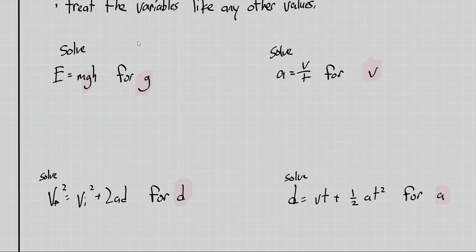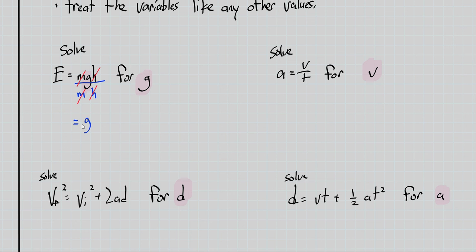So let's do that. Is my variable alone? No. Why not? It's being multiplied by m and h. How do I get rid of m and h? Well, I divide by m and I divide by h. Why do I do that? So that I can cancel h by h and m by m. That's beautiful, right? Now I've got g all by itself on one side of the equal sign.